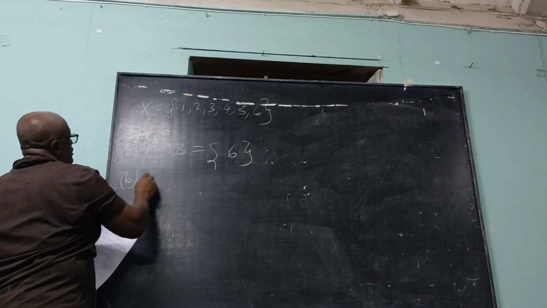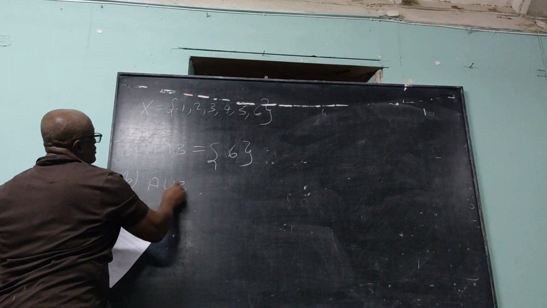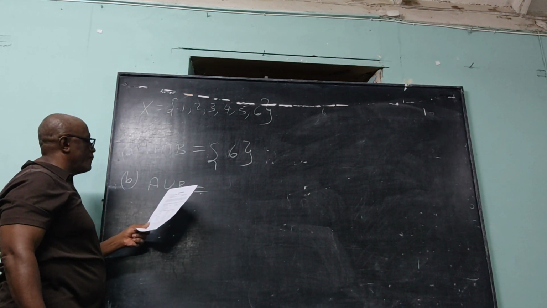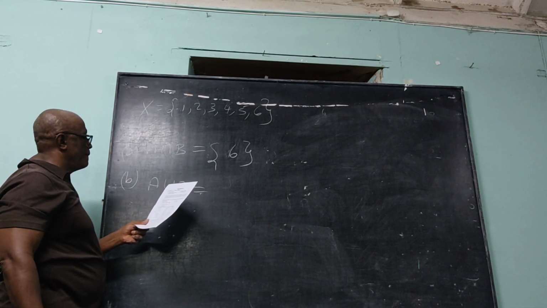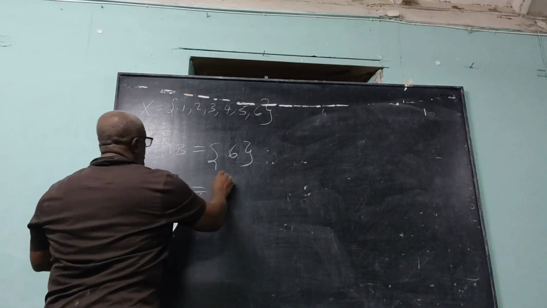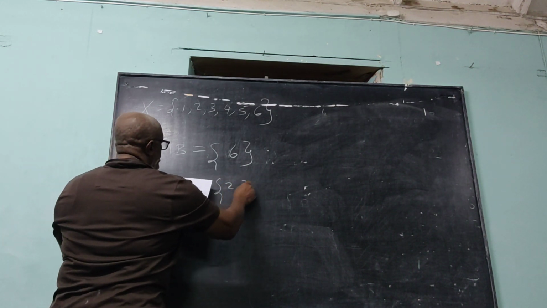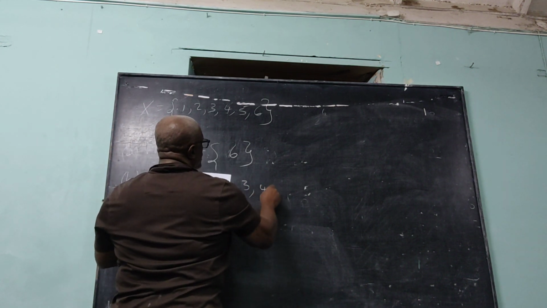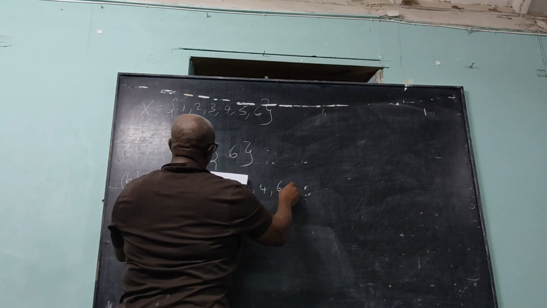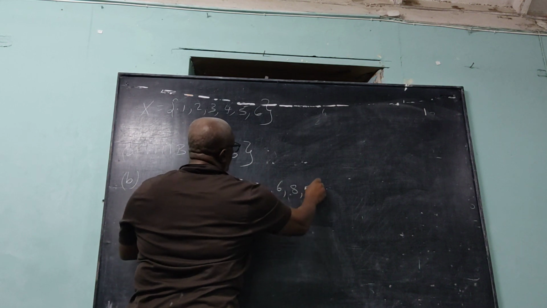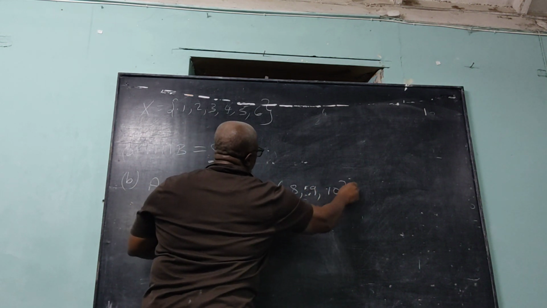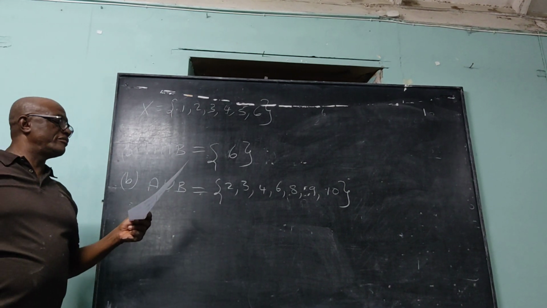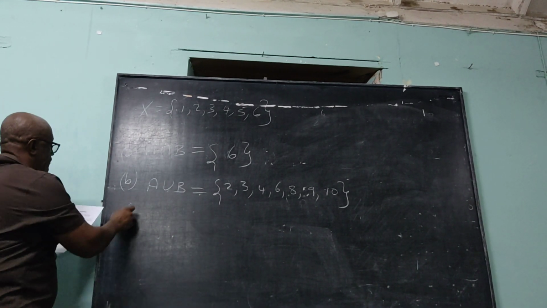Part B now. A union B. Alright. We have 2, 3, 4, 6, 8, 9, 10. And close the curly bracket. Everybody good? Yes. Okay, we're going on to C.